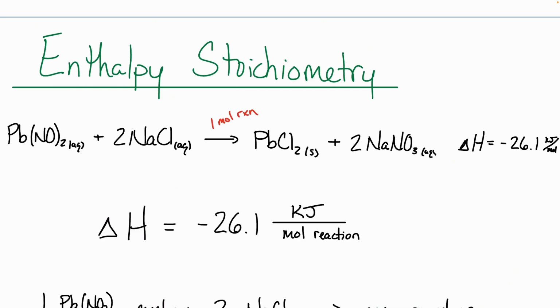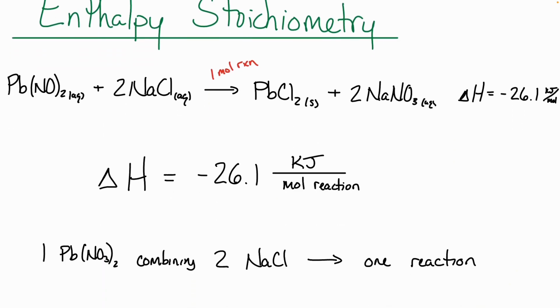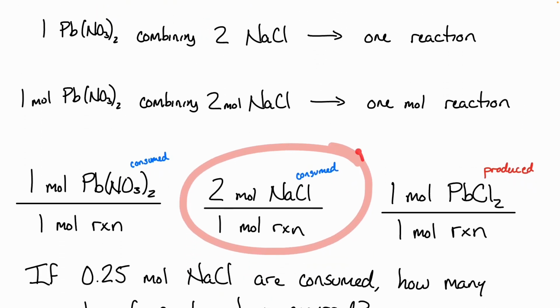So our reaction as written says that 1 mole of lead nitrate is going to combine with 2 moles of sodium chloride to produce 1 mole of our solid product and 2 moles of our aqueous product. That's our balanced chemical equation. So that's what we define as a mole of reaction, right? So if 1 mole of lead nitrate was consumed, we would release this 26.1 kilojoules of energy, because that's a mole of reaction, right? So we can take that and we can create these stoichiometric ratios just like we did before.